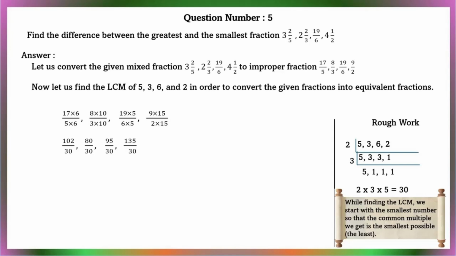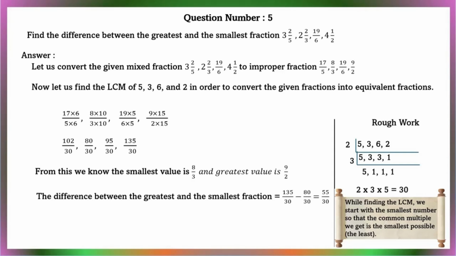Then converting all of the fractions into like fractions. From this we can know the smallest value, that is 8 by 3, and the greatest value is 9 by 2. The difference between the greatest and smallest fraction is equal to 55 by 30, that is 11 by 6 or 1 5 by 6.